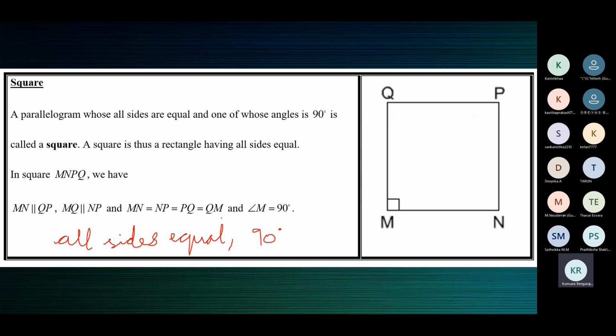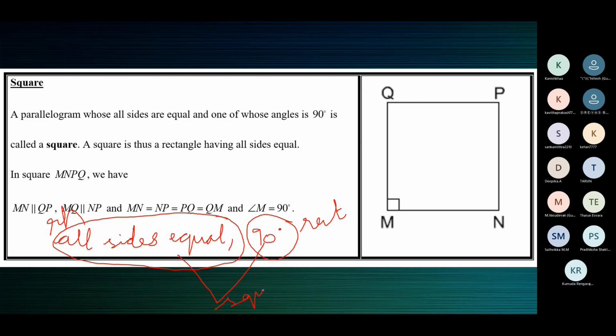If in a parallelogram, all the sides are equal, it's called a rhombus. If in a parallelogram, one angle is a right angle, then it's a rectangle. If in a parallelogram, all sides are equal and one angle is a right angle, then it's called a square. All this is happening in a parallelogram.